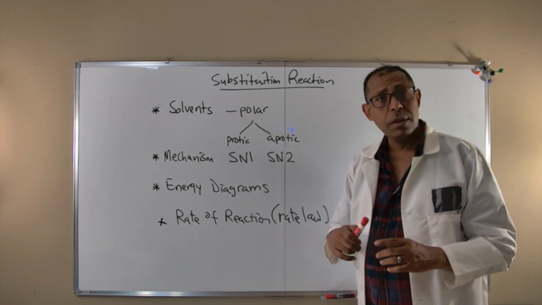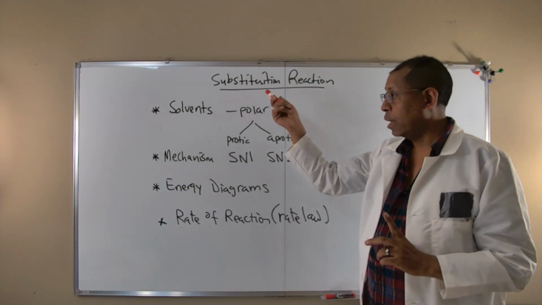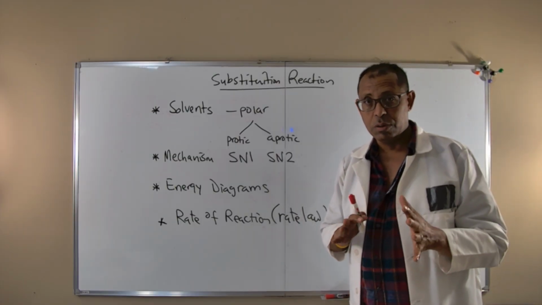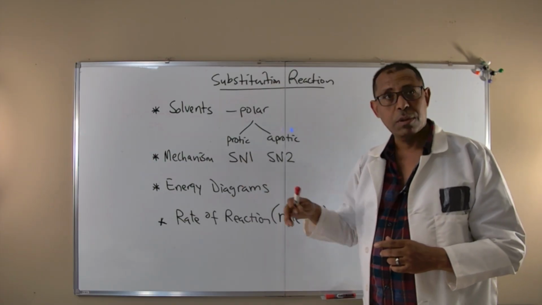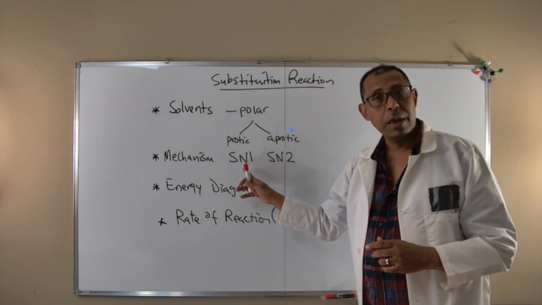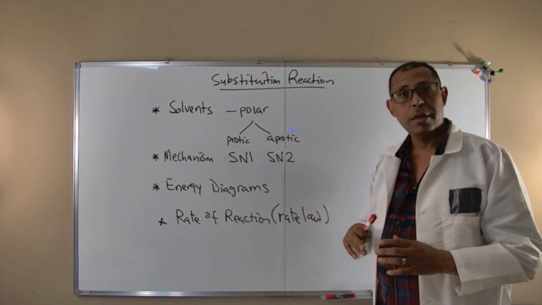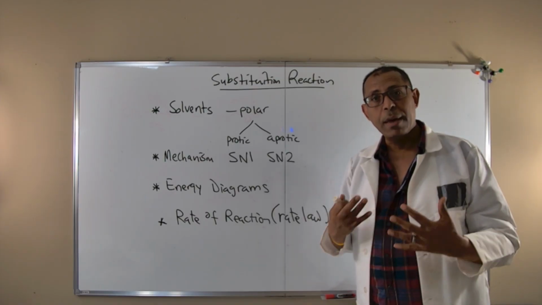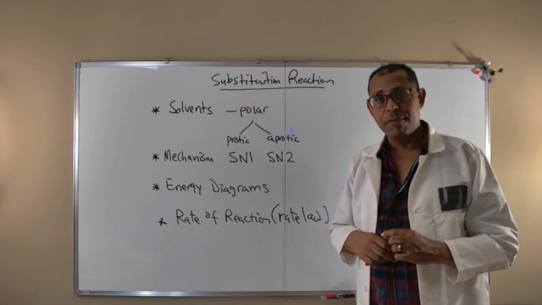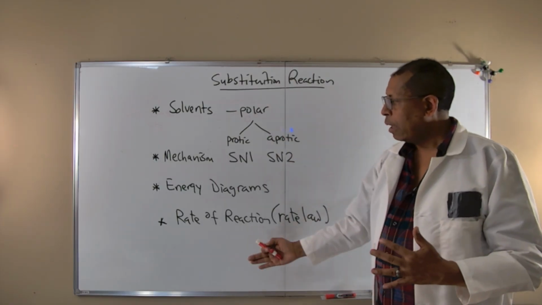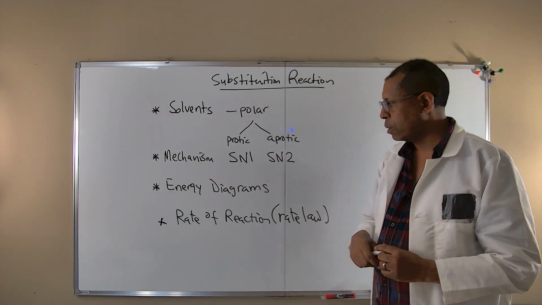The next is the mechanism of SN1 and SN2. The substitution reaction is classified into two broad mechanisms. One is nucleophilic substitution, unimolecular, or SN1, and the other is bimolecular, or SN2. So the details are in the video, where we'll discuss these concepts.